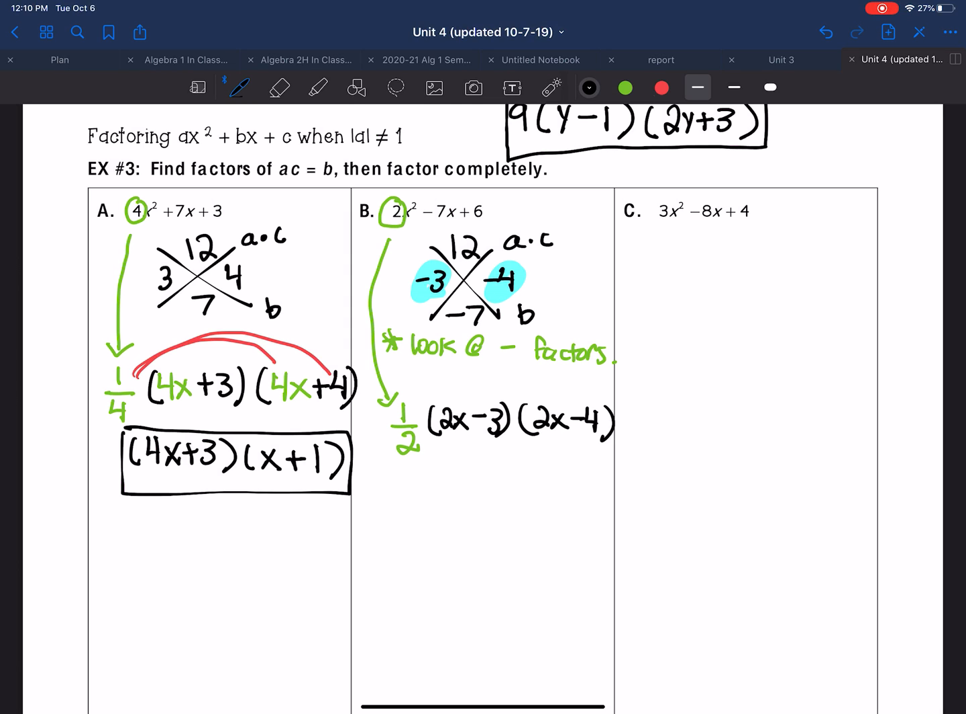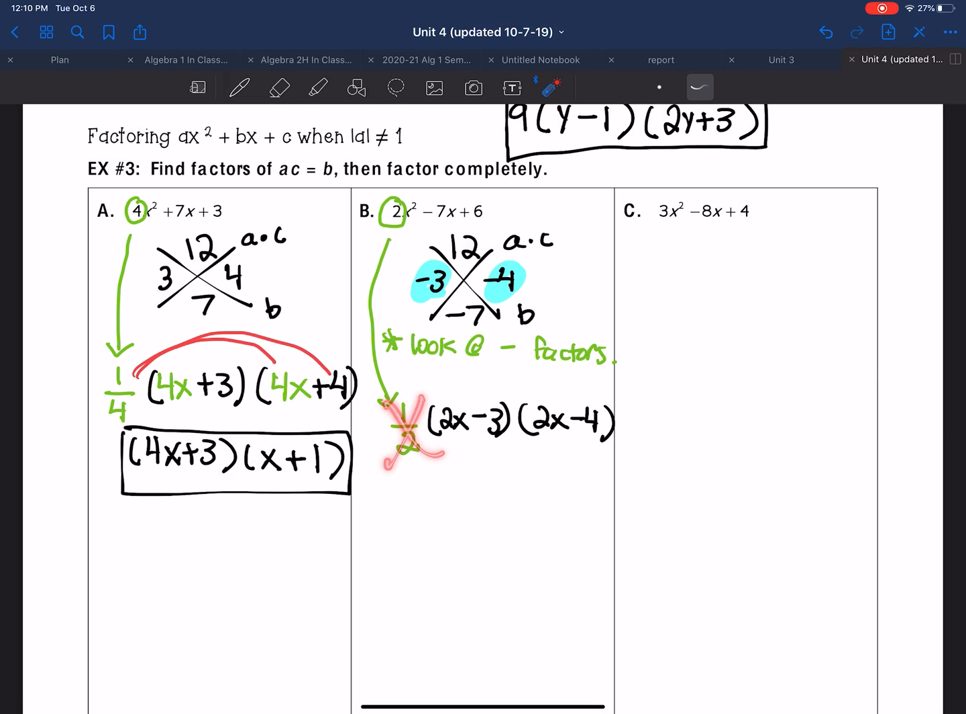Now I want to clean this up a little bit. Which of these can 1/2 multiply into? Can it multiply into these, or does it have to multiply into those? Which one is going to be cleaner? Well, obviously I can multiply 1/2 times 2 and 1/2 times -4.